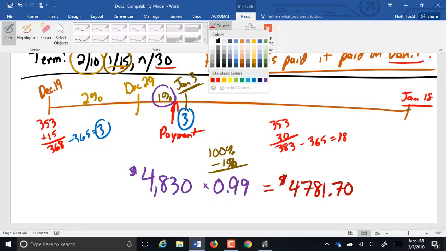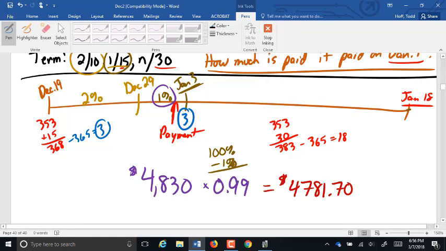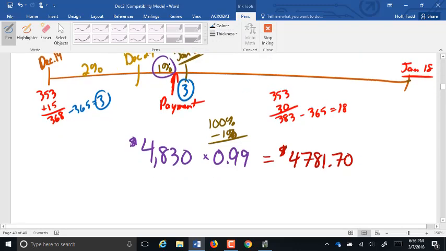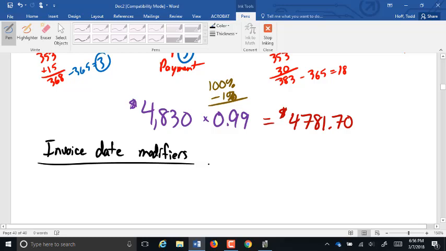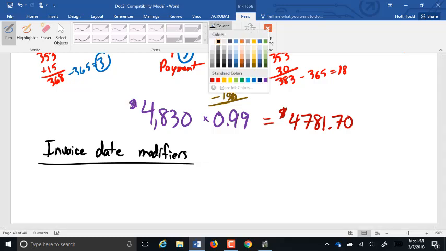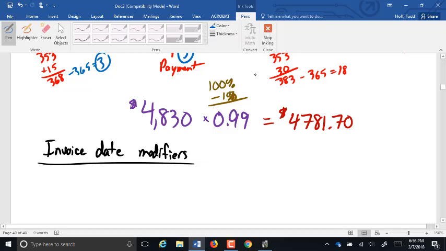Okay, well that part is fun enough. We need to talk about invoice date modifiers. There are several reasons for invoice date modifiers. The first one is slow shipping.